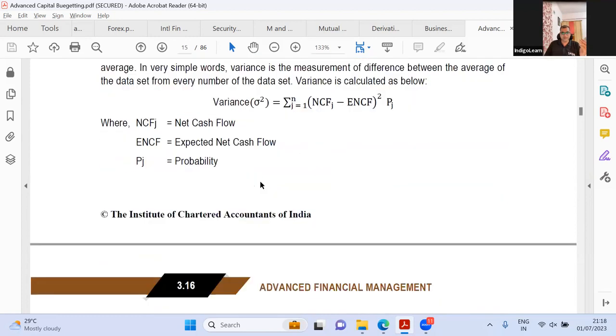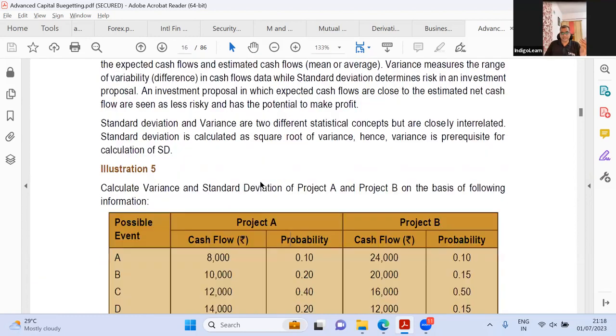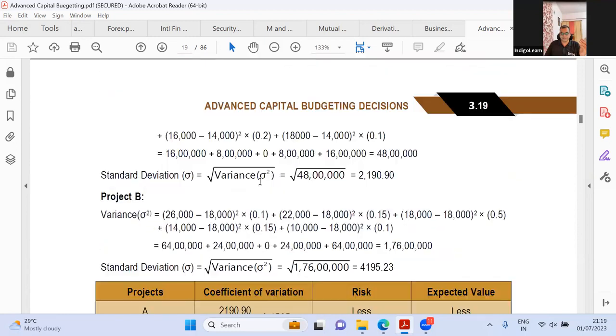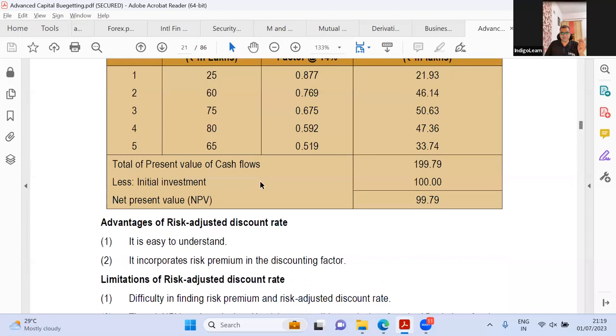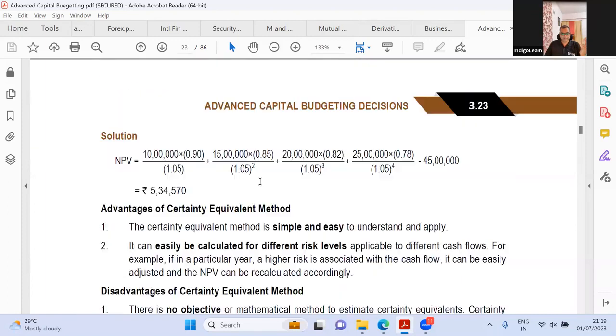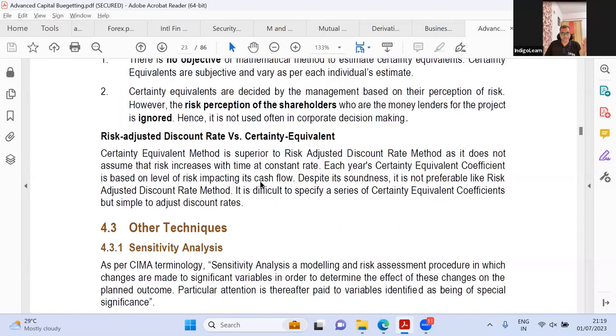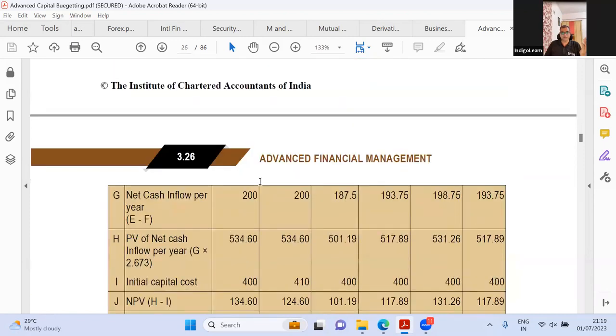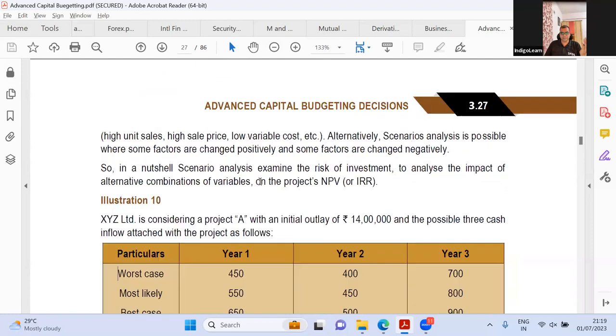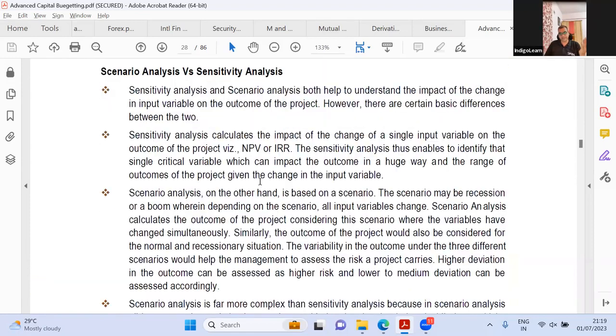All this was there in the old syllabus, CA Foundation, CA Intermediate Financial Management, but I don't think the variance part was there. But then, of course, that's a small aspect as well. Now, certainty equivalent was there, and risk adjusted rate, certainty equivalent, the sensitivity analysis. All this was discussed in the old syllabus, CA Intermediate FM.